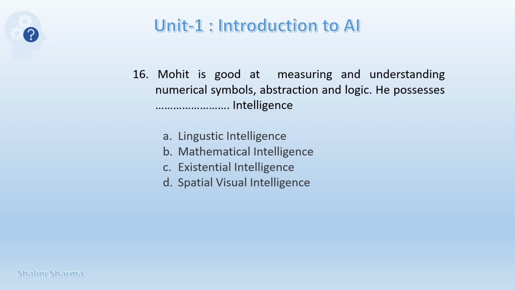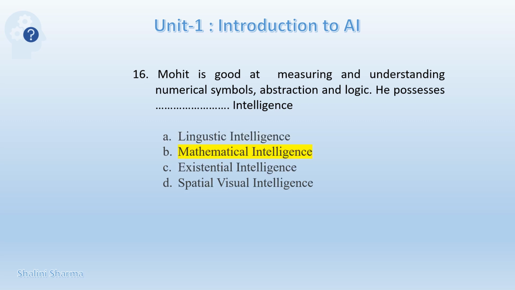Question number 16. Mohit is good at measuring and understanding numerical symbols, abstraction, and logic. He possesses dash intelligence. Option A, linguistic intelligence. Option B, mathematical intelligence. C, existential intelligence. And D, spatial visual intelligence. Correct response is mathematical intelligence. As has been correctly said, understanding numerical symbols, abstraction, and logic, these all come under the trait of mathematical intelligence.